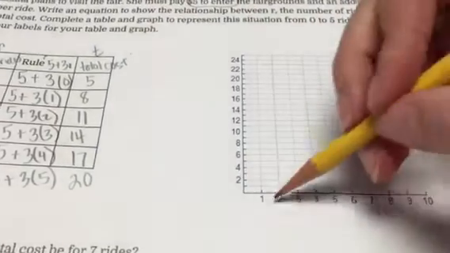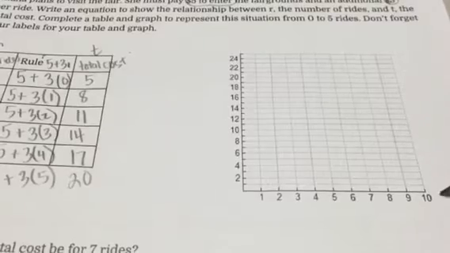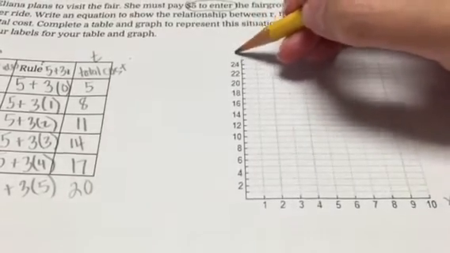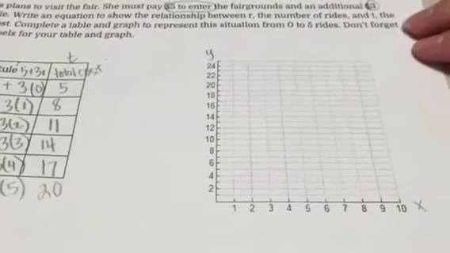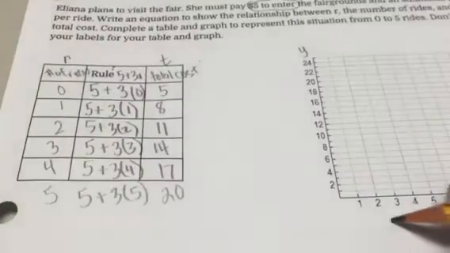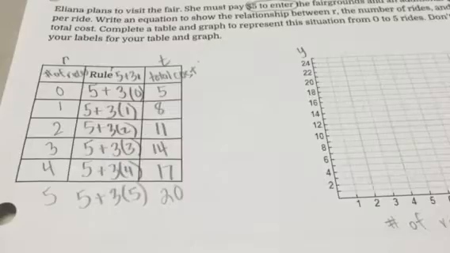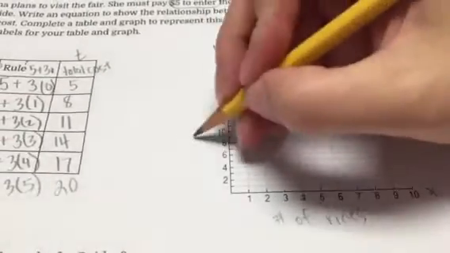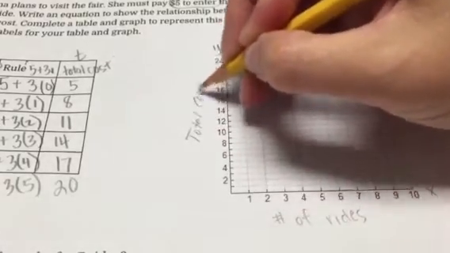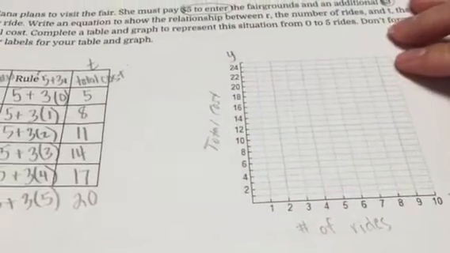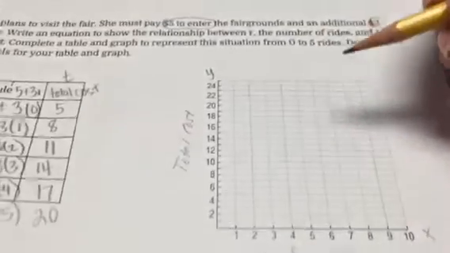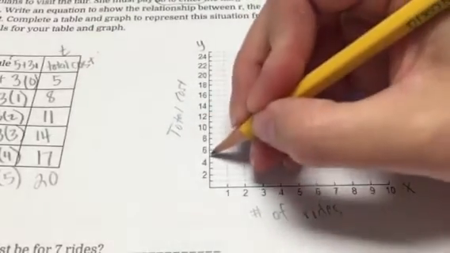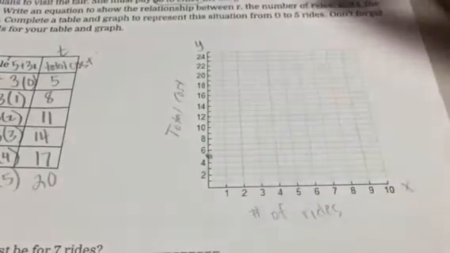Okay, so now look at how nice Miss Flood is. She's got the axes labeled for us. Remember, this is your X, and Y to the sky goes right up there. Now, I know this is my independent variable along the bottom, so that's going to be number of rides. Okay, this side is going to be my total cost.